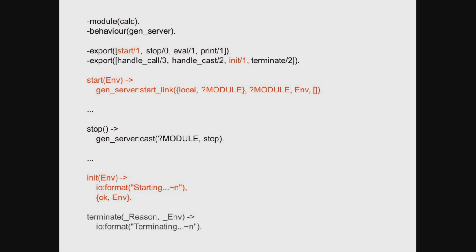It will then result in the init callback function being called, and as we've seen in the previous examples, the only thing we're doing in init is just giving some visual feedback that the server's been started, after which we return OK, loop data, which in our case is the environment variable we've passed in. Notice one thing here, we're doing a gen_server start_link, and we'll see why when we look at supervisors, whilst we're exporting the function start.